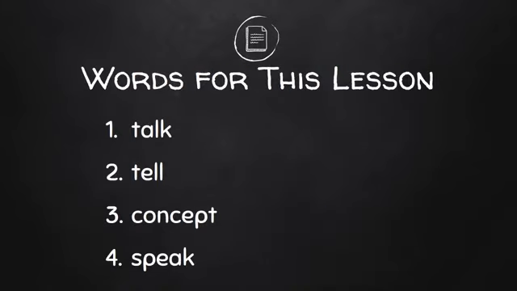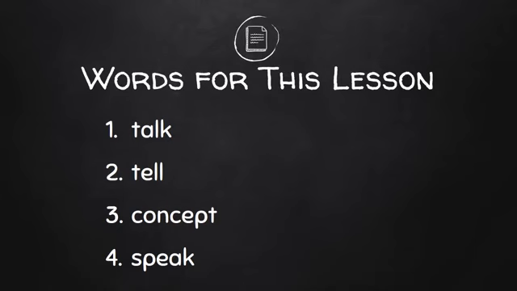So in this video, we're going to look at collocations, or words that go together, for these words. Now these words might seem easy, but when and what to use them together with is very important. So the first word is talk. The second word is tell. The third word is concept. And the fourth word is speak. You probably already know what these words mean, but I'm going to show you how you can use them in a Band 7 Plus, in an advanced way.